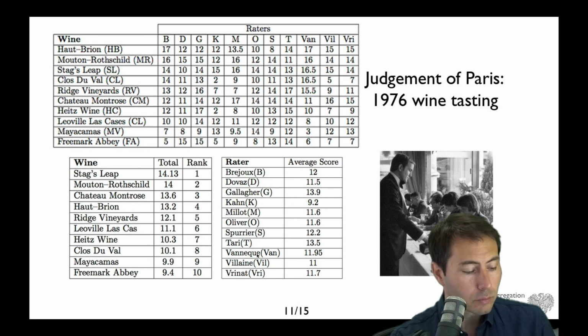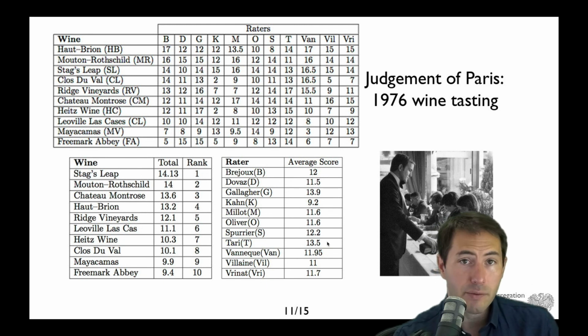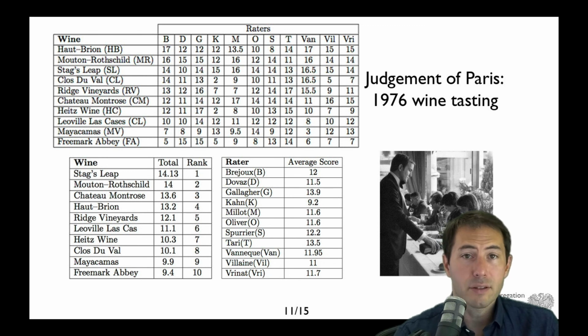From as low as 9.2, the average rating for this individual said these wines were only 9.2, and the highest rating went as high as 13.5. So what this is telling you is that the scales weren't normalized. Things weren't normalized, and so the relative values weren't preserved.